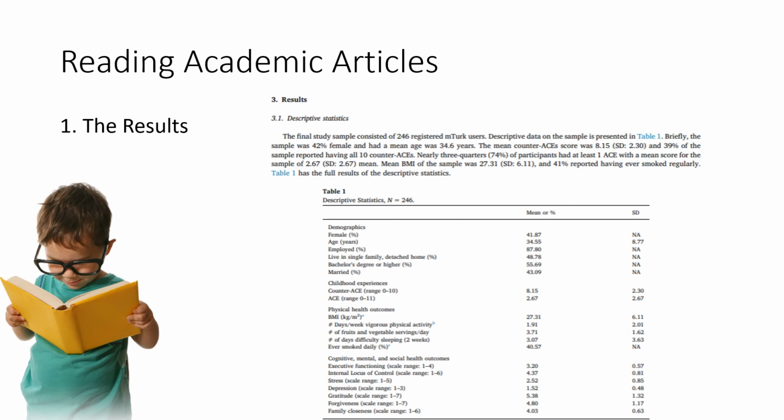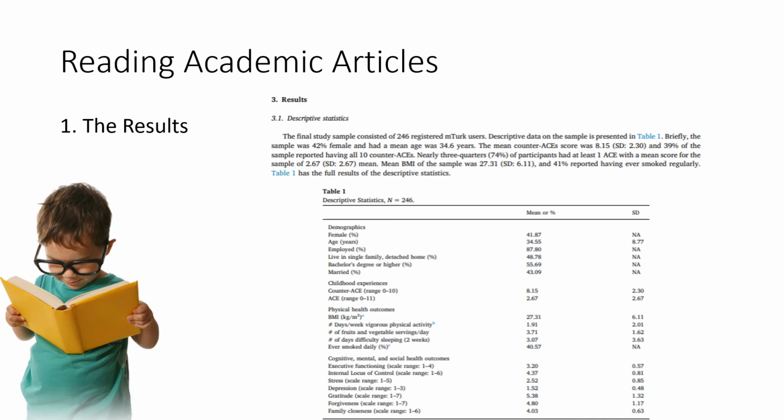Alright, the next part of the paper is going to be the results section. In this section, the researchers will firstly tell you about their sample. So right here you see it says section 3, results, and then 3.1 is descriptive statistics. Descriptive statistics are basically just telling us some of the demographic information about their sample, such as how many of them were male or female, their age, the racial or ethnic makeup of their sample, the socioeconomic status of their sample, and some other stuff. So here it tells us 41% of the sample was female, the average age was about 35 years old, the percent that was employed was about 87%, and so on and so forth.